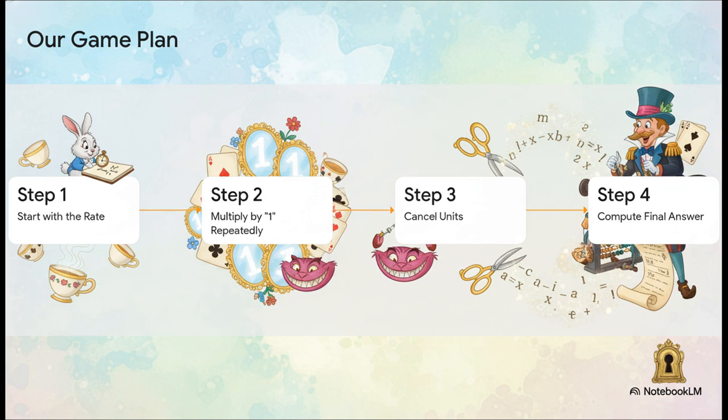Okay, so here's our game plan. It's a really simple 4-step process. First, we'll start with the rate we already know. Then we'll start multiplying by our special ones to switch the units. Third, and this is my favorite part, it's like magic. We'll cancel out all the units we don't want anymore. And then finally, we just compute the answer. It's a clean, repeatable method that just works every time.